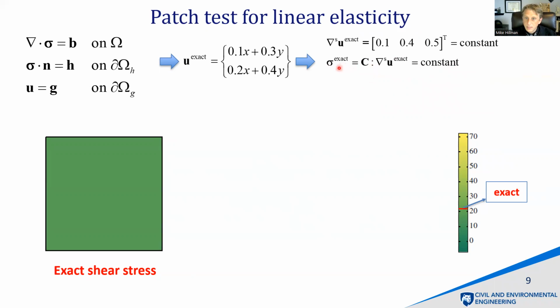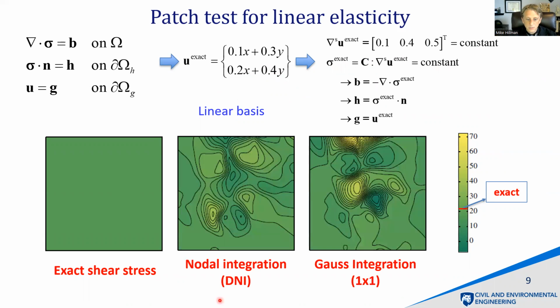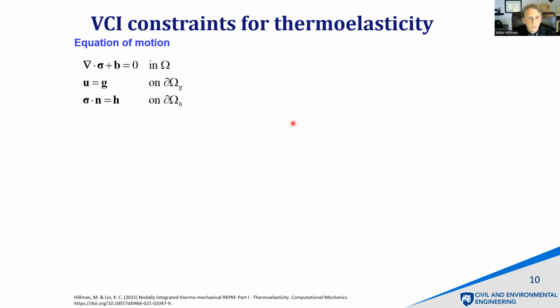So here, my exact stress is constant. I'm showing the shear stress here. Okay, let's solve it with some numerical integration techniques. I'll also use linear basis, which can exactly represent this solution in the approximation sense, but not in the Galerkin sense. Okay, so here's my little integration, and here's Gauss integration one by one, showing that, wow, we are getting pretty far off from this linear solution, even though we can represent that with the basis. Okay, so what's going on here?